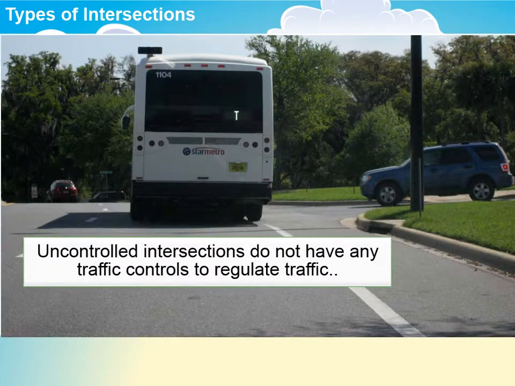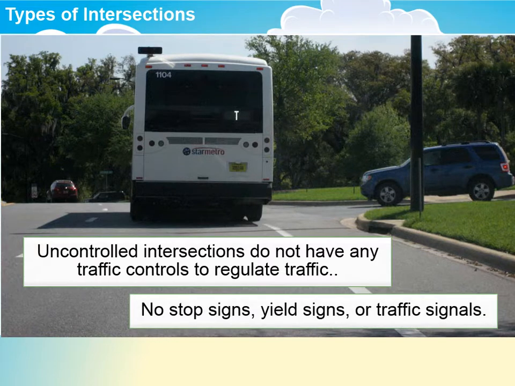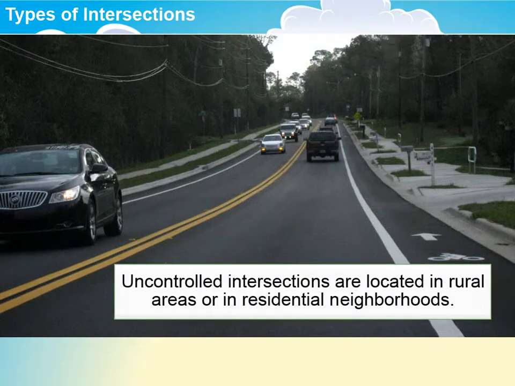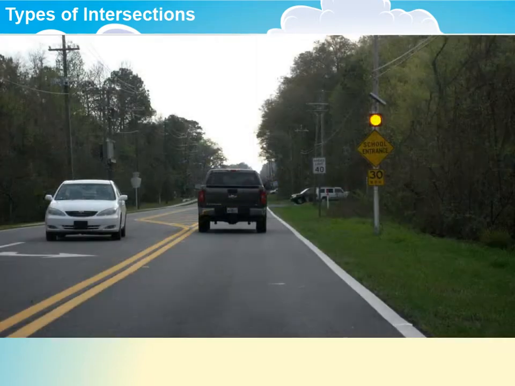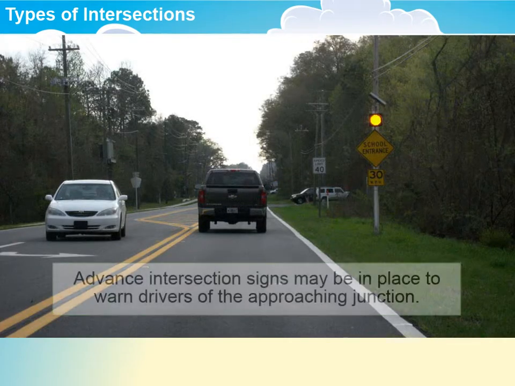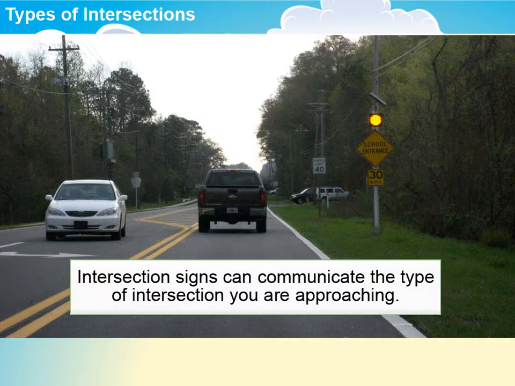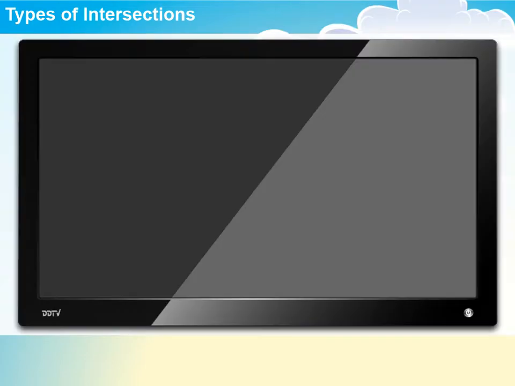Uncontrolled intersections do not have any traffic controls to regulate traffic, i.e., there are no stop signs, yield signs, or traffic signals. Typically, uncontrolled intersections are located in rural areas or in residential neighborhoods. As you near an uncontrolled intersection, advanced intersection signs may be in place to warn drivers of the approaching junction. Some advanced intersection signs communicate the type of intersection you are approaching.